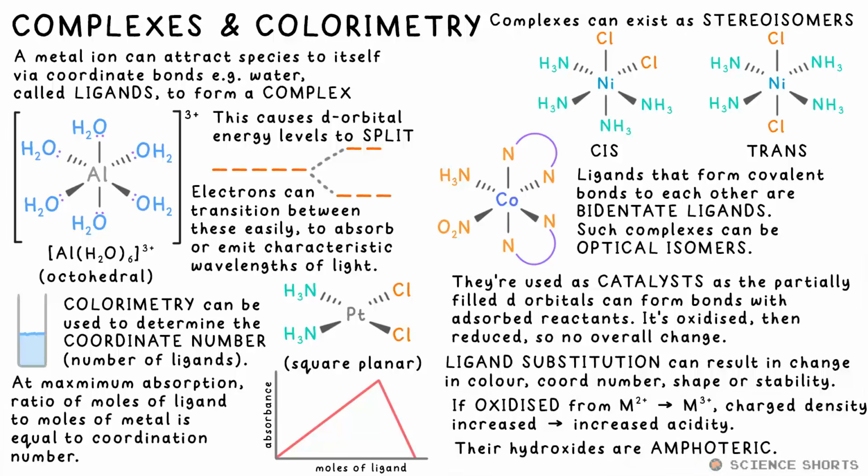In addition to these, the reactions of transition metals can result in increased acidity due to increased charge density if oxidized to 3+. In this case, they're too acidic to form carbonates. They also have amphoteric character. Their hydroxides can dissolve in both acid and alkali.